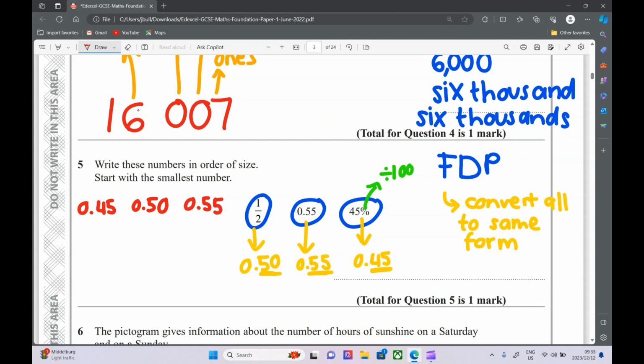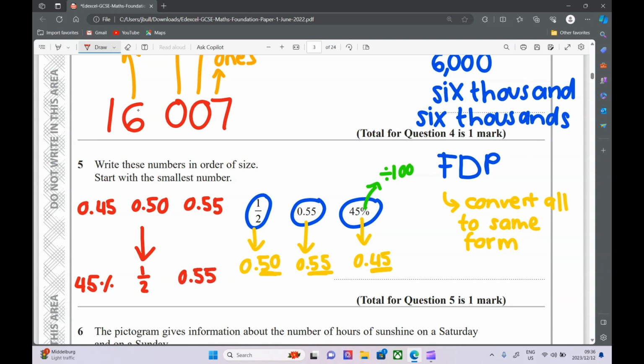And then the only thing with this type of question is they want you then to write it with the original numbers. So write it with the fractions, decimals, percentages. So that 0.45 was originally 45%. That 0.50 was a half. And then that 0.55 was 0.55.